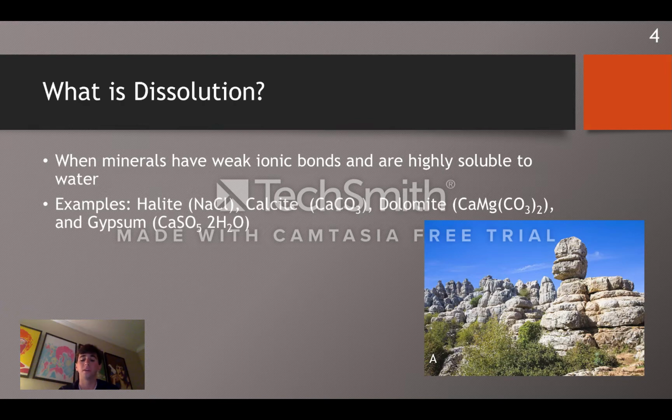Dissolution of these minerals occurs when the positive ions of the minerals become attracted to the negative ends of the water molecule, causing the mineral ions to split. This is shown in Figure A. This completely dissolves the mineral and can create new ones. Karst topography is a product of dissolution, and we will go into that in the next slide.